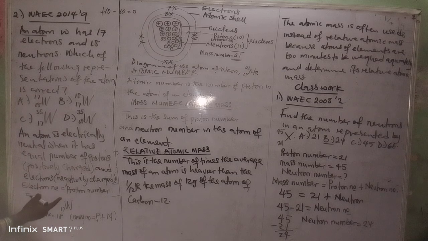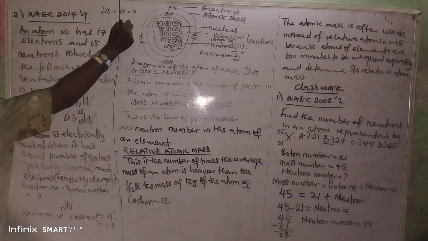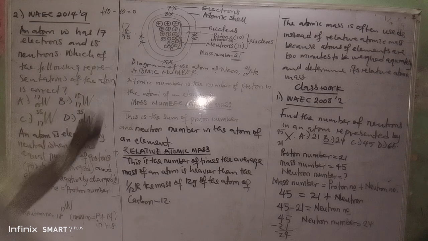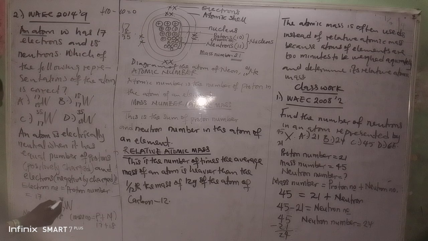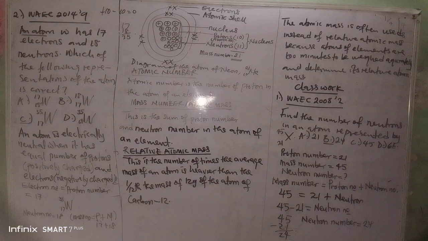So to get the mass number that you put here, you will add up the proton number, which is 17, and the neutron number, which is 18. So 17 plus 18: 8 plus 7 is 15, carry on, that's 35. So the mass number now is going to be 35. And the option here is going to be option C. That's the correct answer there. So that is how to do that. Now, let's look at another one.